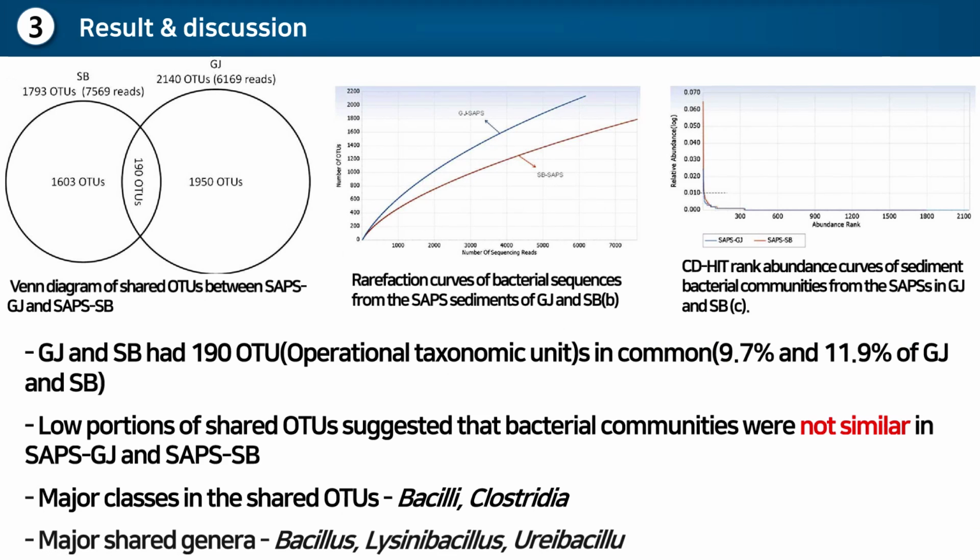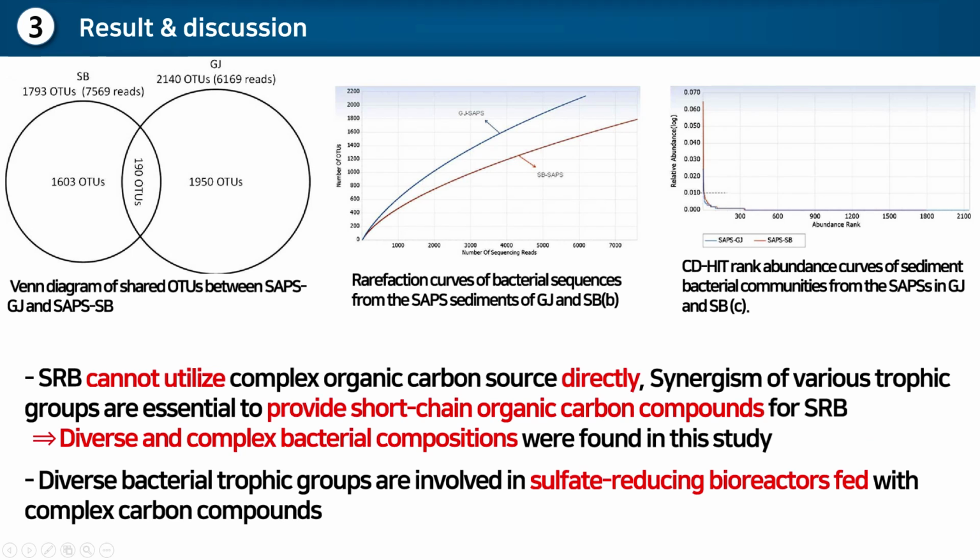SAPS bacterial communities of GJ and SB had 190 OTUs in common, which occupied 9.7 and 11.9% of total OTUs identified in GJ and SB samples. And low portions of shared OTUs suggested that bacterial communities were not similar in SAPS GJ and SAPS SB. Bacilli and Clostridia were the major classes in the shared OTUs, in which Bacillus, Lysinibacillus, and Uribacillus were the major shared genera. Diverse and complex bacterial compositions were found in our study.